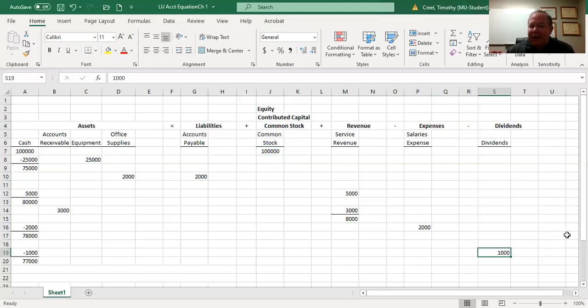And remember, the accounting equation should always be in balance. So basically, that's what I wanted to talk about as far as the accounting equation, and to kind of familiarize yourself with it.